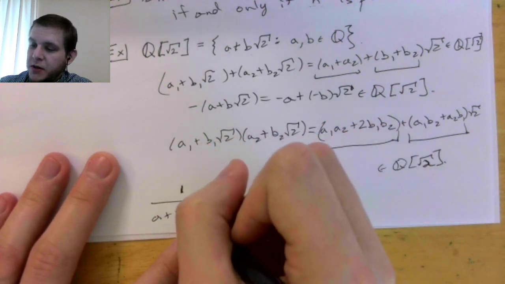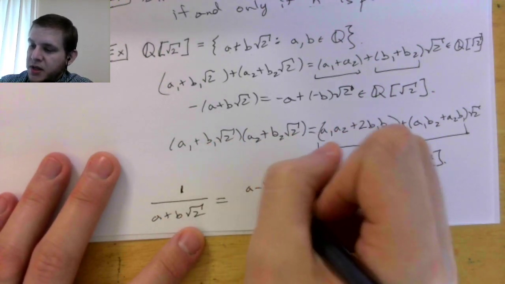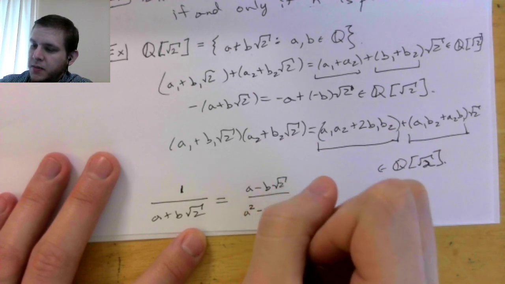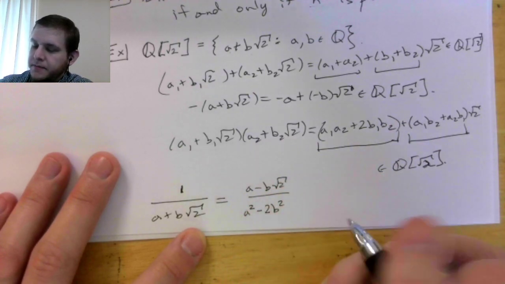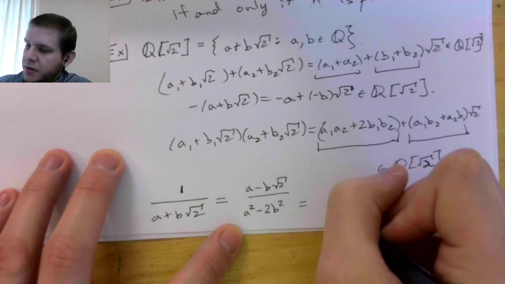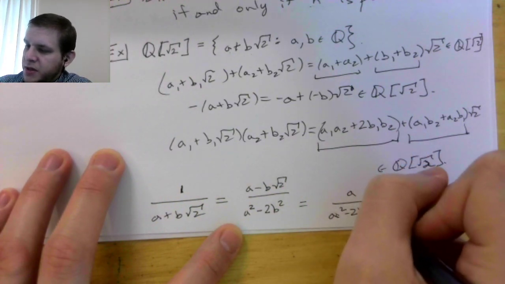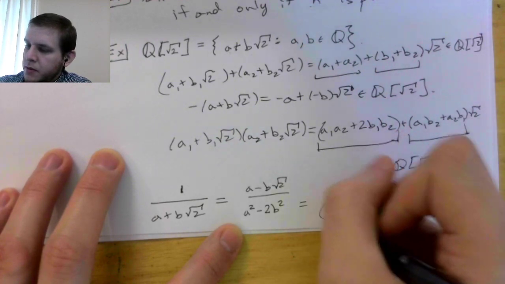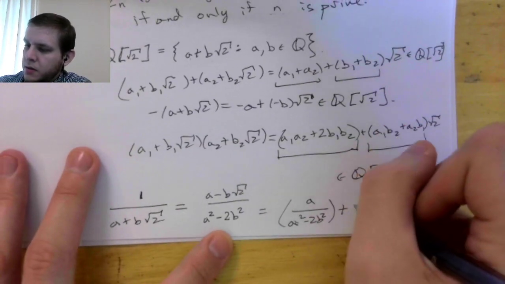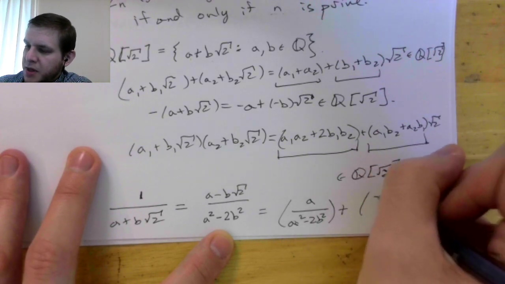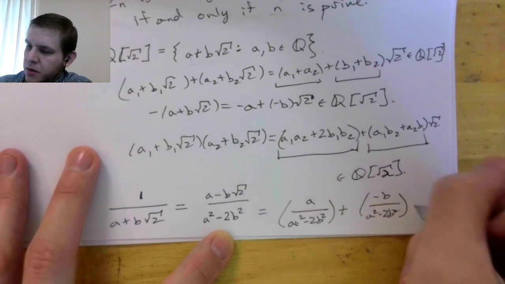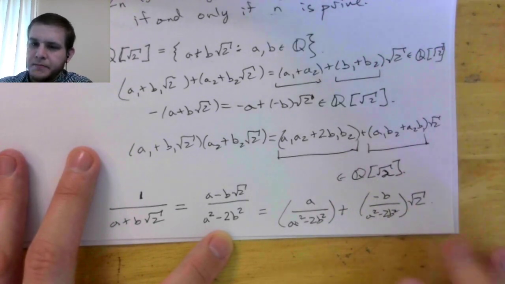Well, I complete the square and get a minus b times the square root of 2 in the numerator. And this is a squared minus 2b squared, which is a over a squared minus 2b squared plus minus b over a squared minus 2b squared times the square root of 2.